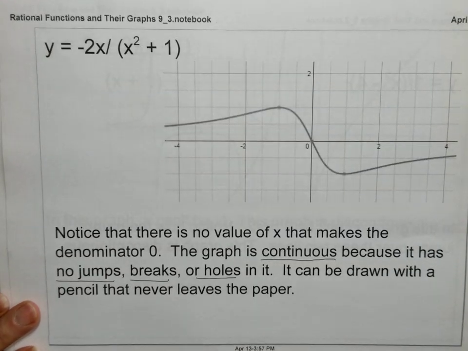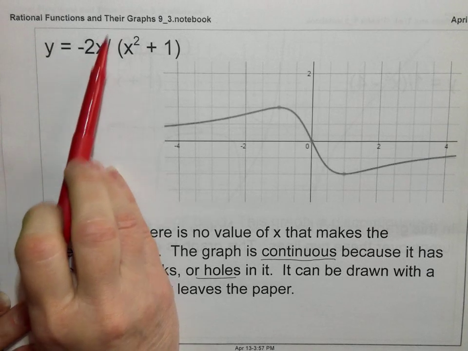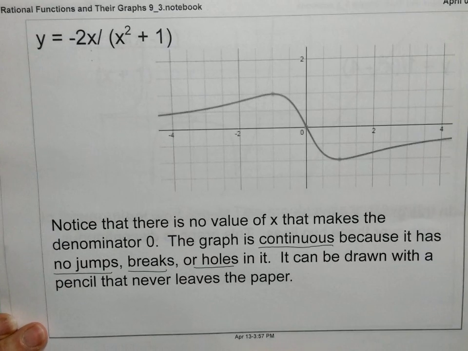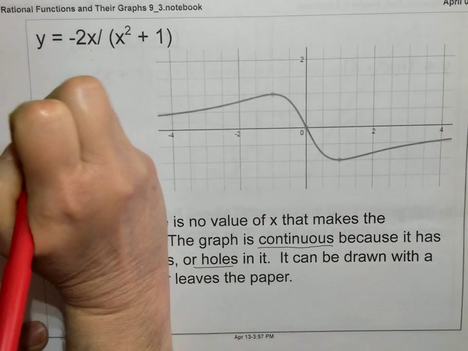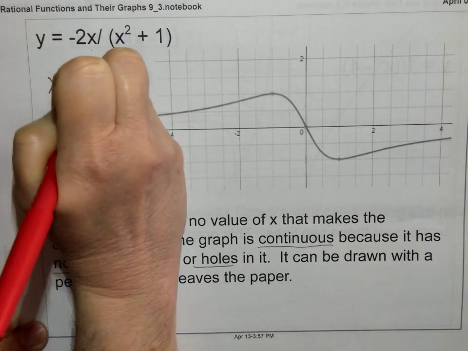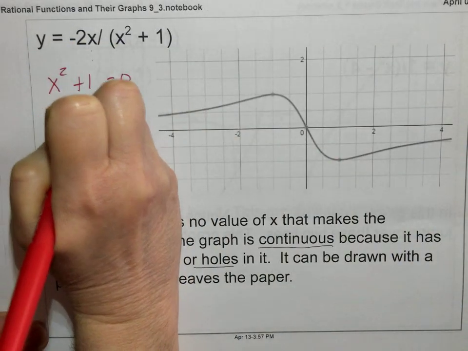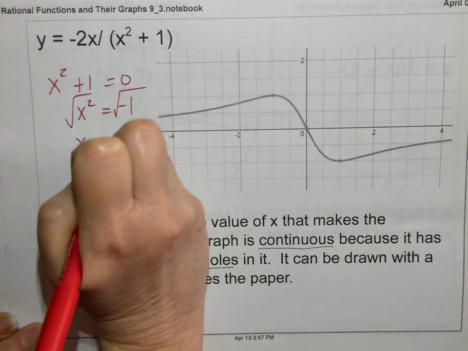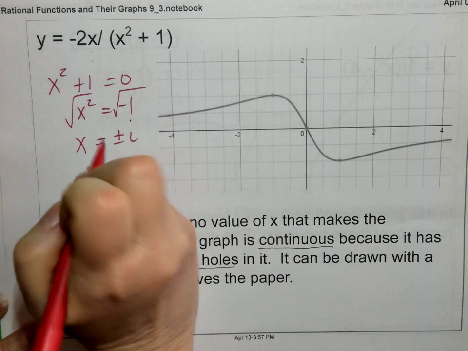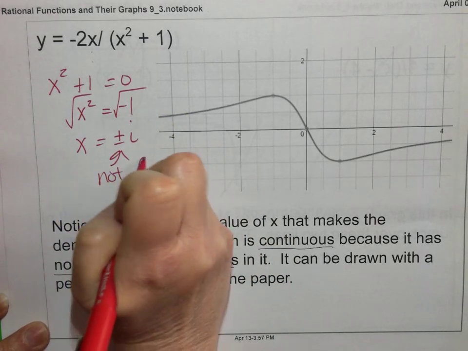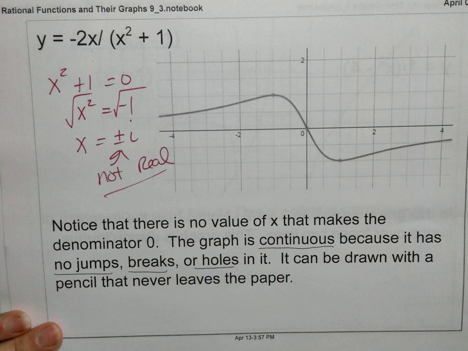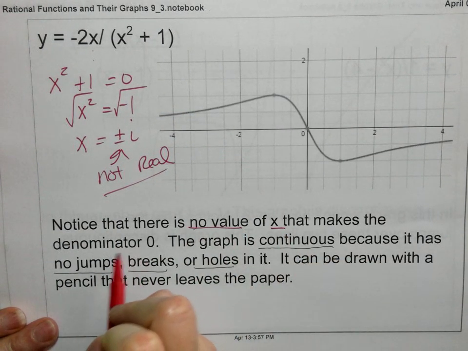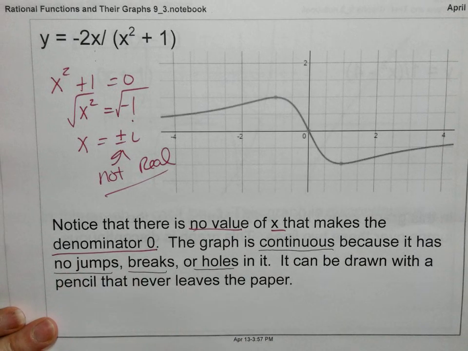All right, so here we have a function, negative 2x divided by x squared plus 1. Now it says, notice there's no value of x that makes the denominator 0. Remember, x squared plus 1 is equal to 0, so x squared is negative 1. If we take the square root, we get x is plus or minus i, but i is not real. And we're only dealing with real numbers right now. So notice there's no value of x that makes the denominator 0.